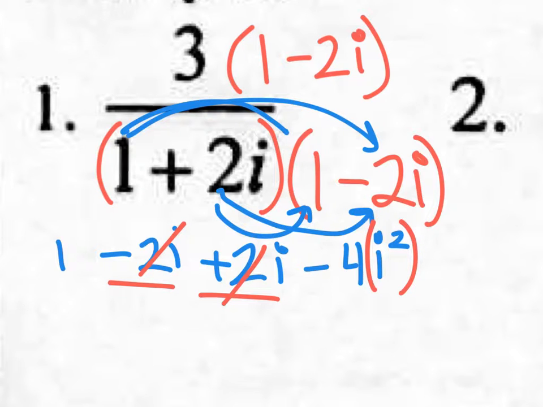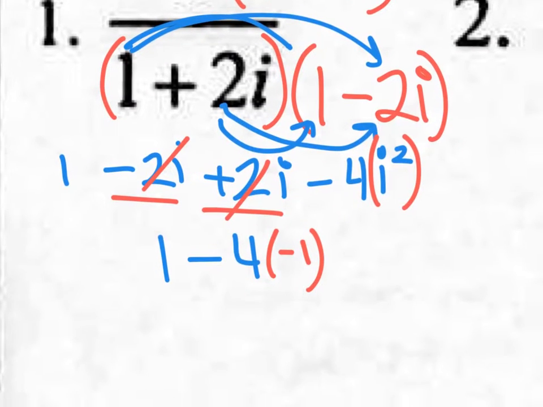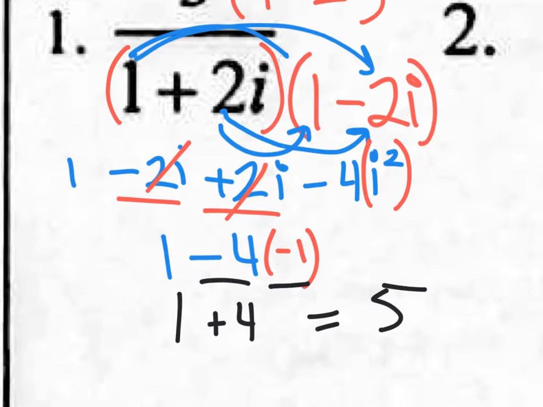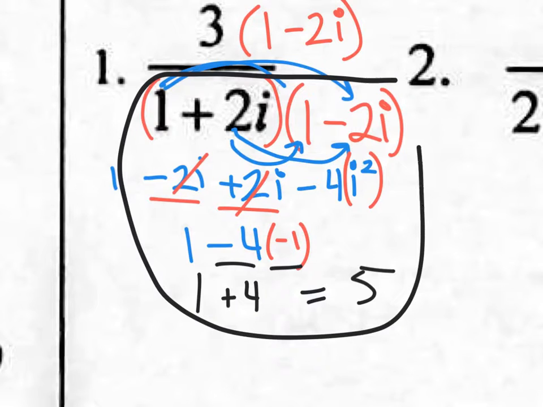So what do you have left? You have 1 minus 4, but we're going to put times negative 1 instead of the i squared. So that's really going to be 1 plus 4, right? The 1, and that's really going to be a positive 4 because a negative 4 times a negative 1 is a positive 4. Final answer is 5. Now, what did I just find? I didn't find the answer yet. The only thing I found was the new denominator. See how all this is on the bottom? This is the new denominator.